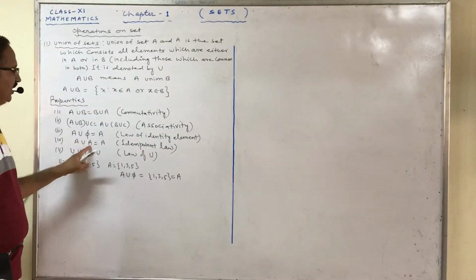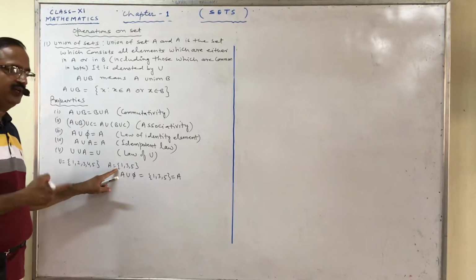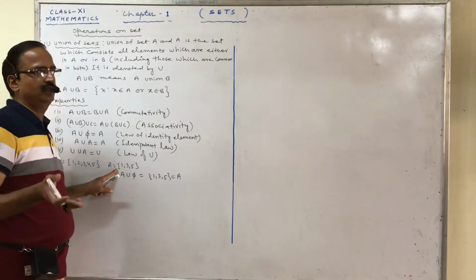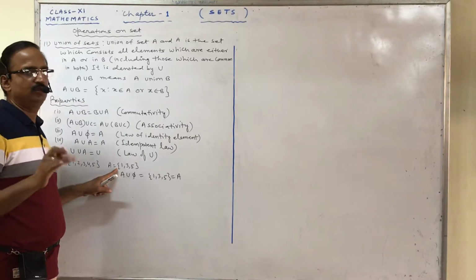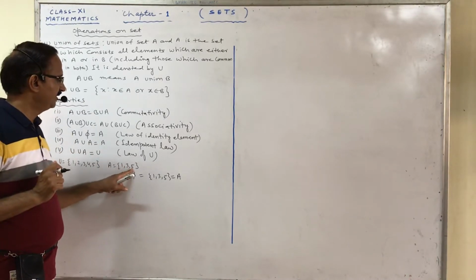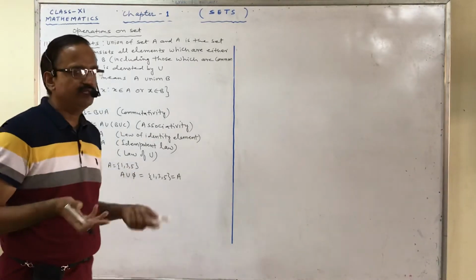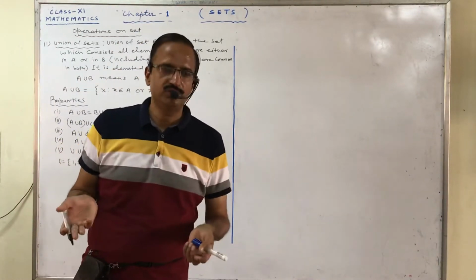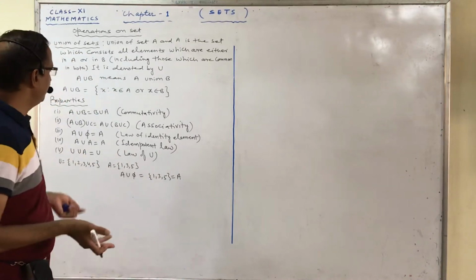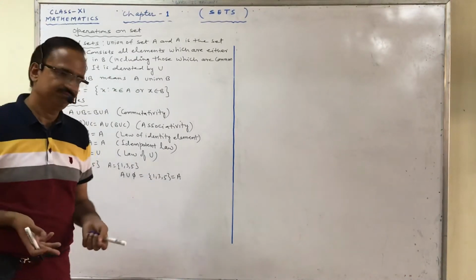Second, A union A. Union of this A with A means the elements are the same and no element should be repeated. So {1, 3, 5} and in the other set also {1, 3, 5}, the same elements. So the union contains only 3 elements, 1, 3 and 5, and that is nothing but the set itself.